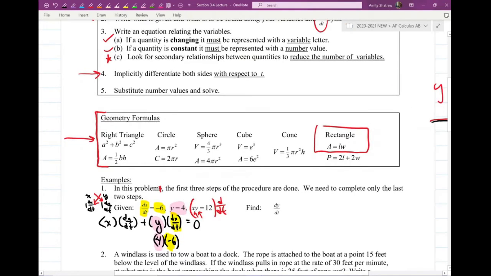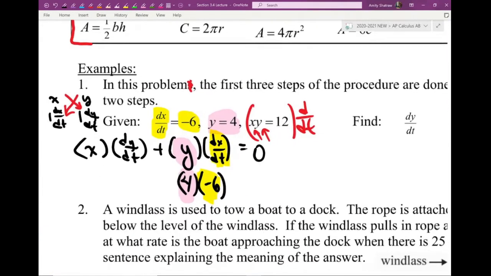But here's the thing. I think technically, let's go back up here. I think technically not all 3 steps have been done here. I put a star on something, and you definitely should put a star on something, and you might want to even highlight it too if you've got a highlighter. I think that this is so important, it should actually be its own step. So let's call 3C its own step and make sure that you always do it. Look for secondary relationships between quantities to reduce the number of variables. I don't want there to be 2 unknowns.